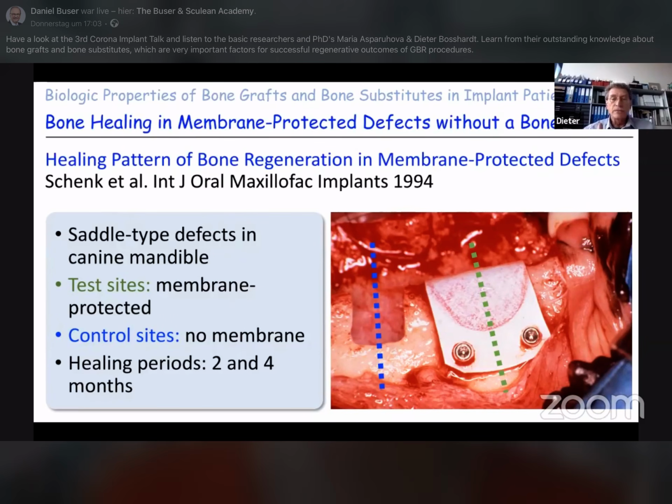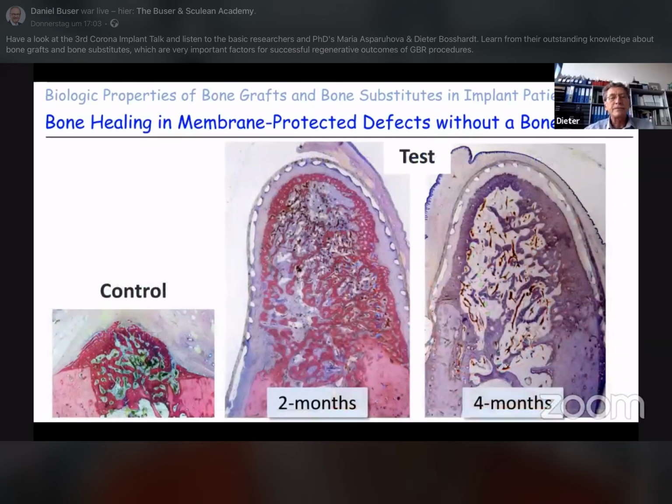No bone filler was used. Neither was a growth factor or several growth factors applied, just the blood in the bone defect, nicely covered with a barrier membrane. And I show you now here the results. On the left side, you see one control site after 2 months. And you see there's only minimal new bone formation starting from the open bone marrow space.